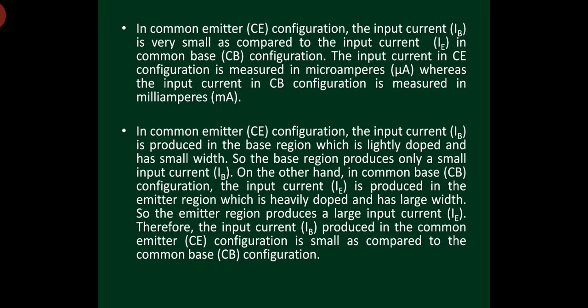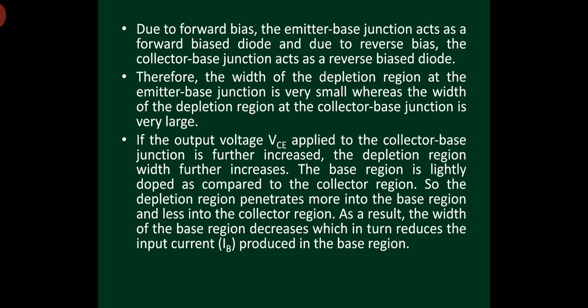Due to forward bias, the emitter base junction acts as a forward biased diode, and due to reverse bias, the collector base junction acts as a reverse biased diode, as I just described in the circuit diagram. Therefore, the width of the depletion region at the emitter base junction is very small, whereas the width of the depletion region at the collector base junction is very large.